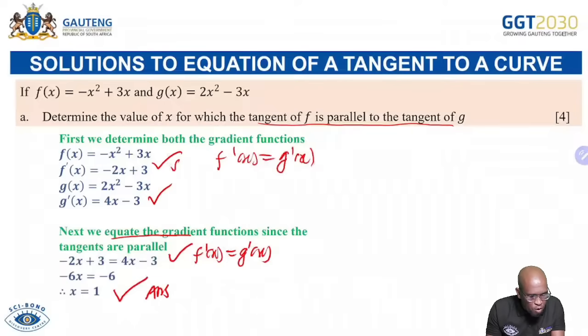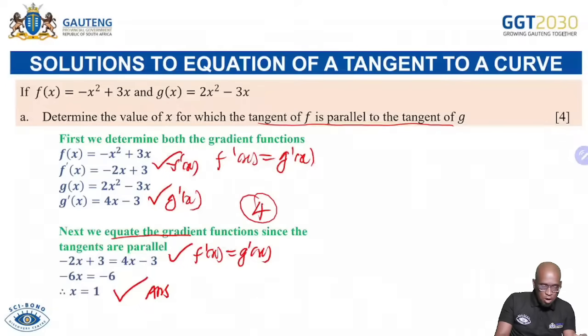You get a mark for f prime of x. You get a mark for g prime of x there. So this is a total of 4 marks, okay? Now, let's move to the last question on these tangents, all right?